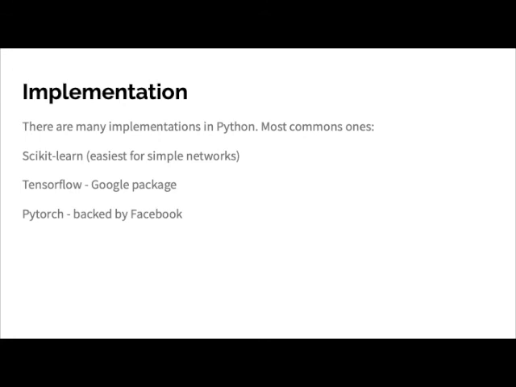So implementations of neural networks in Python are multiple, but the most common ones you're going to find are scikit-learn, which is one if you're developing very simple networks, TensorFlow, which is a package from Google, and PyTorch, which is another implementation that is backed by Facebook. So next we'll be trying to see how we can implement an actual neural network in practice. Thank you.